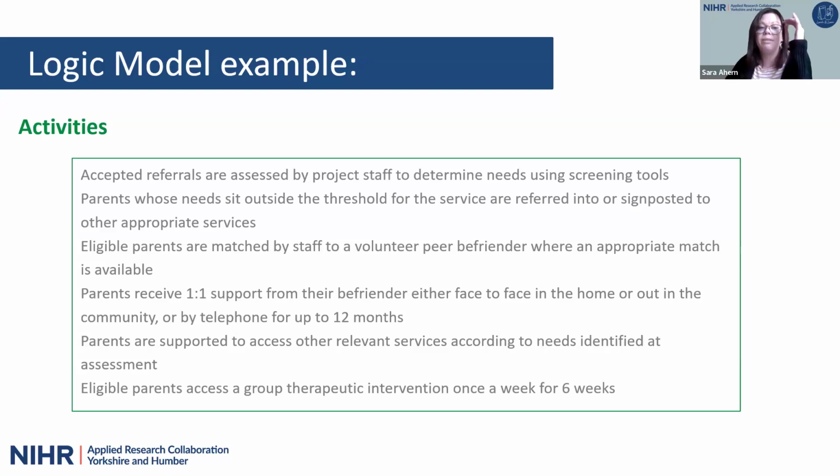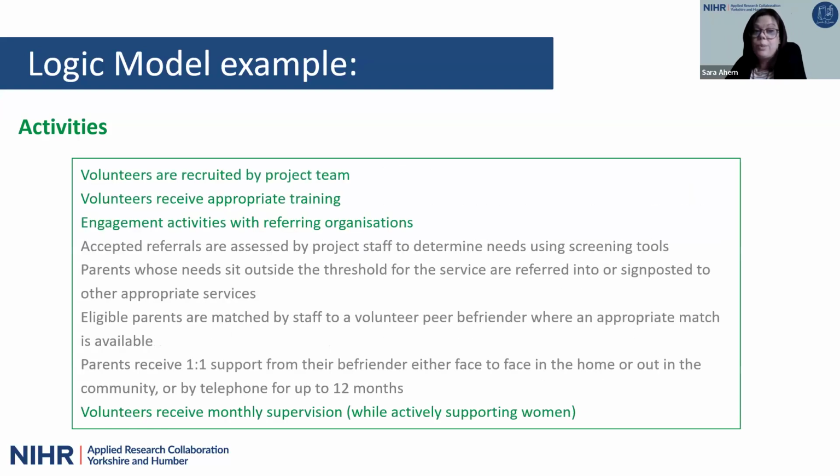So if we're saying that parents receive one-to-one support from a volunteer, then in order to make this project work, we also need to be thinking about other activities that sit outside of the core intervention. So things like recruitment of volunteers, training of volunteers. We want external organisations to be referring into this project, so we need them to know about it. We need to do engagement activities with these referring organisations. If we want volunteers to stay in the service, we need to make sure that they're happy and feeling supported in their role. So we need to make sure that they're having supervision. So again, we're breaking this down even further into the detail that makes this deliverable as a project.